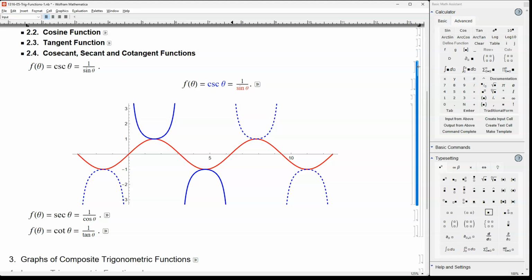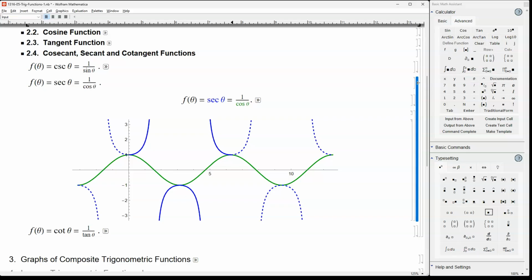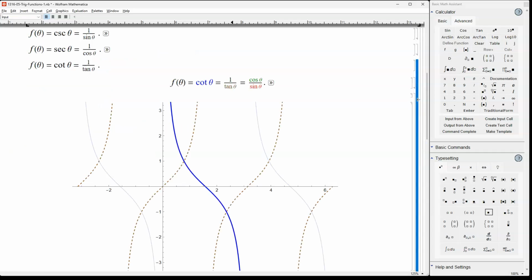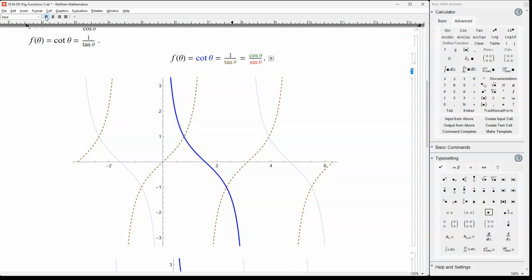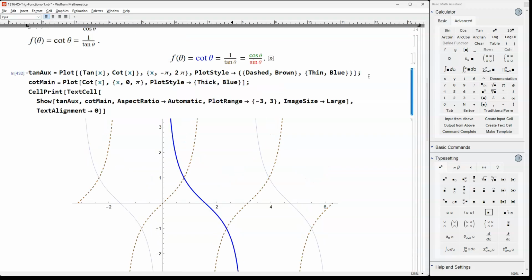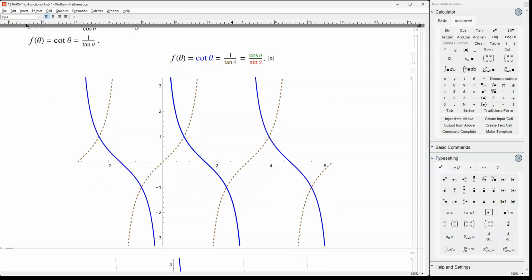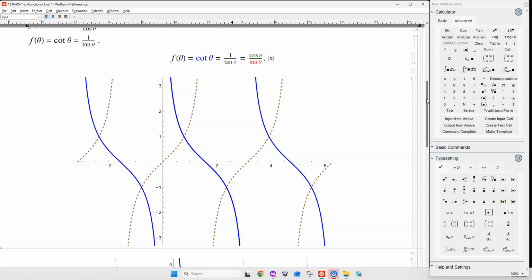So the graph of the secant function and the graph of the cosecant function, except for the starting phase, are identical. And now the graph of the cotangent function. Okay, blue are the graphs of the cotangent function, and brown are the graphs of the tangent function. There are many blue pieces and many brown pieces, because they are separated by vertical asymptotes.